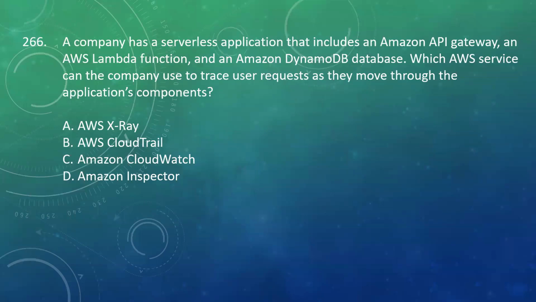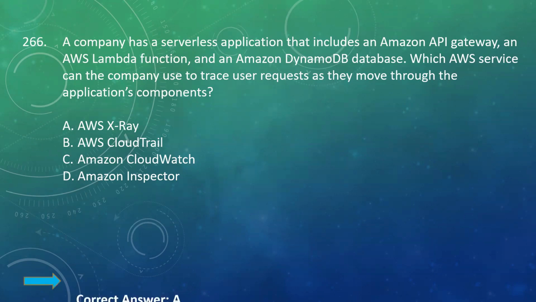A company has a serverless application that includes an Amazon API Gateway, an AWS Lambda function, and an Amazon DynamoDB database. Which AWS service can the company use to track user requests as they move through the application's components? Your options are AWS X-Ray, AWS CloudTrail, Amazon CloudWatch, and Amazon Inspector.